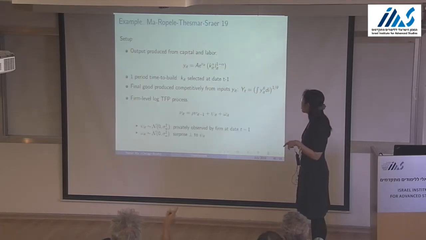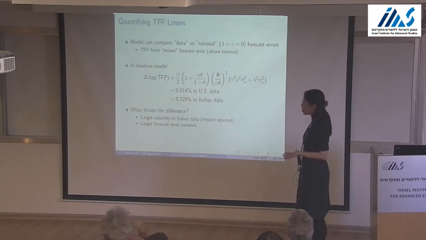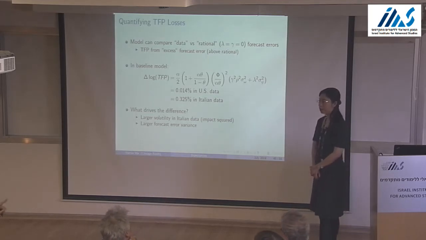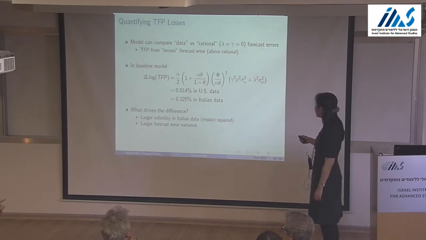But actually, that's a good point. It's not clear whether the production function in the U.S. and in Italy are necessarily the same, but that's really hard to measure very well, so we shut down that channel. That's interesting. So all the variations are coming from your estimates of the volatilities and the rho.